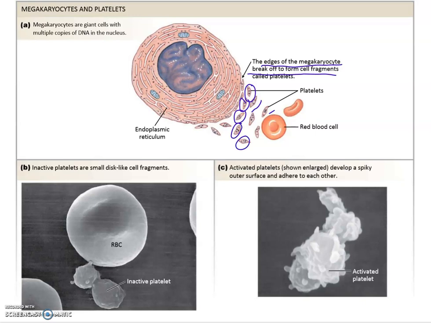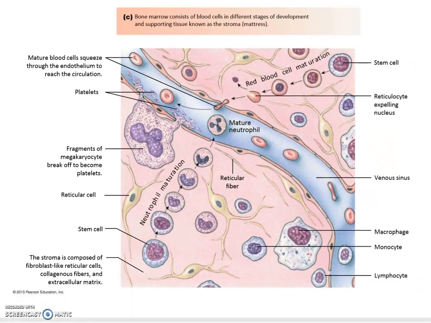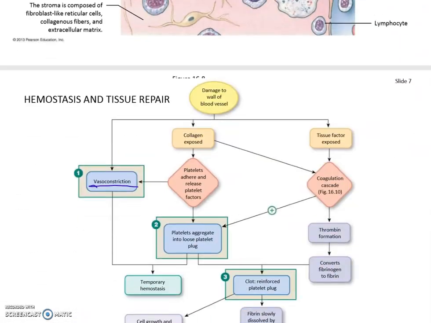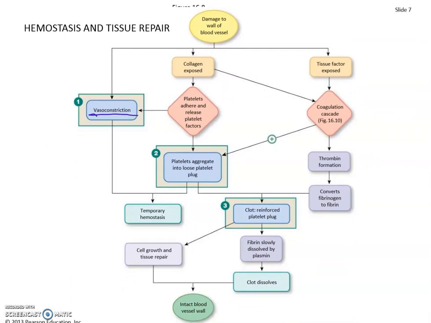So down here you have an inactive platelet, and over here an activated platelet. And this slide we had before, I'm not sure why this is in here again, but let's move on to hemostasis and tissue repair. So here you have the vasoconstriction. That's the first thing that happens once you have an injury.